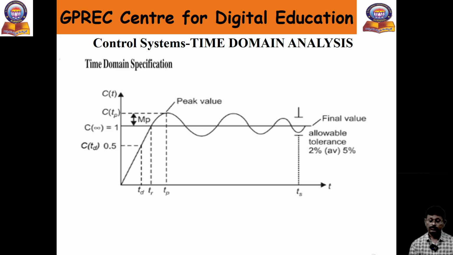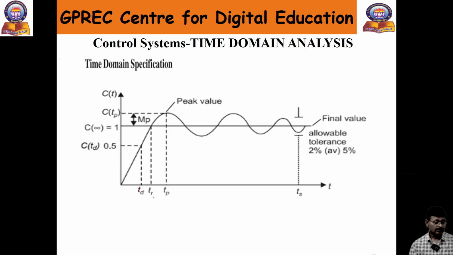So in the response of this second order system, this is the peak value. Then this is called the rise time, this is called the delay time. So this is the final value. The difference between the steady state and this one is called the error. Call it the tolerance.